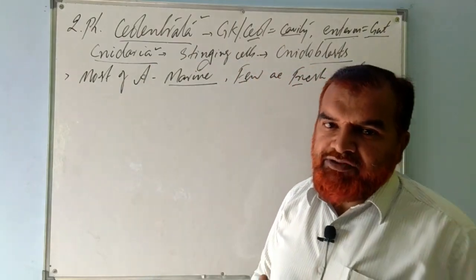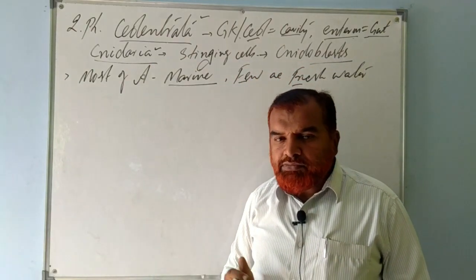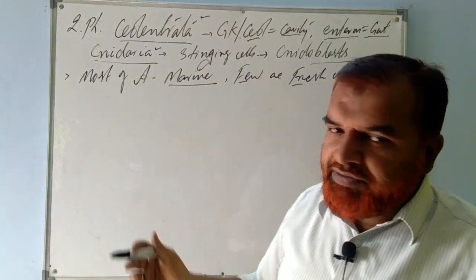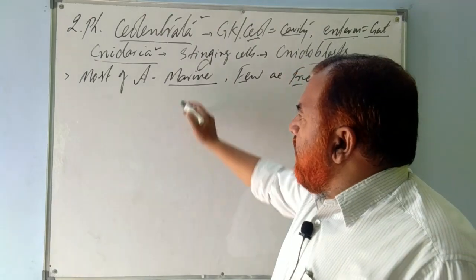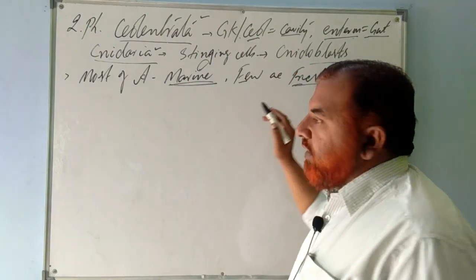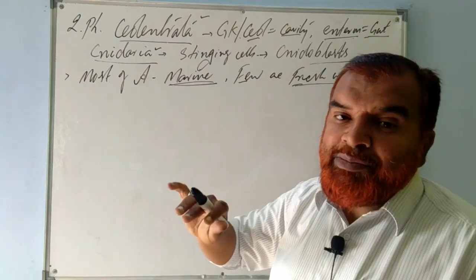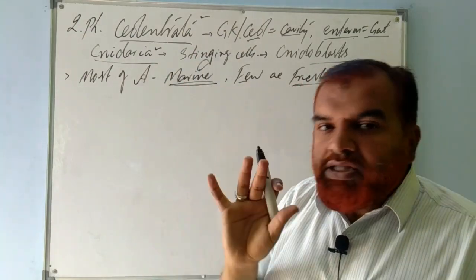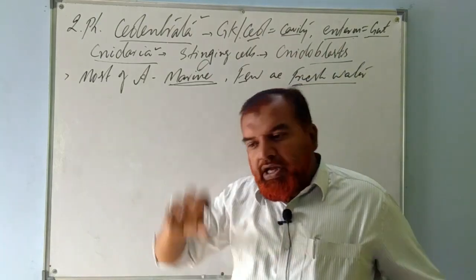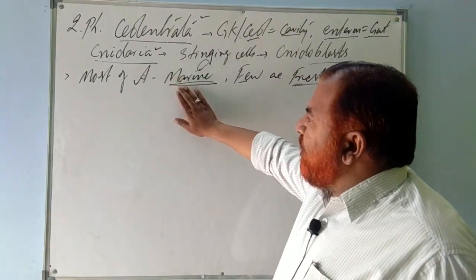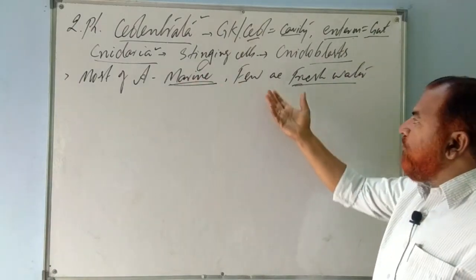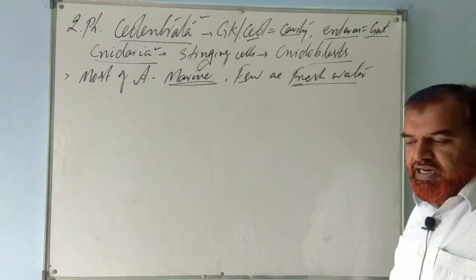Marine forms like Aurelia, the moon jellyfish. We'll talk about that when we talk about examples. Most of them are marine, and very few are freshwater. So what do you mean by that? Basically, all these animals are aquatic animals. Most of them are found in marine water, in seas and oceans, and very few of them are found in freshwater like Hydra.